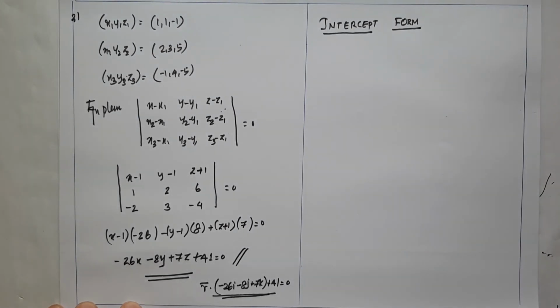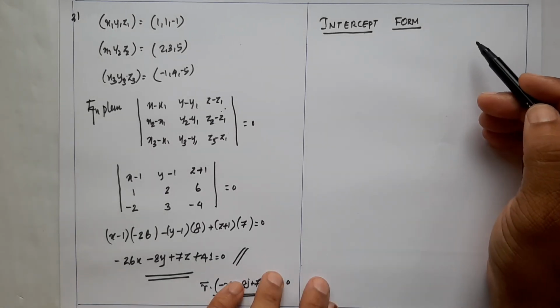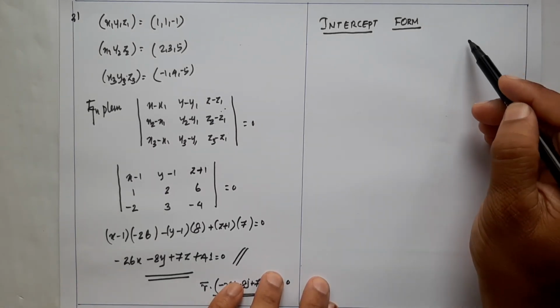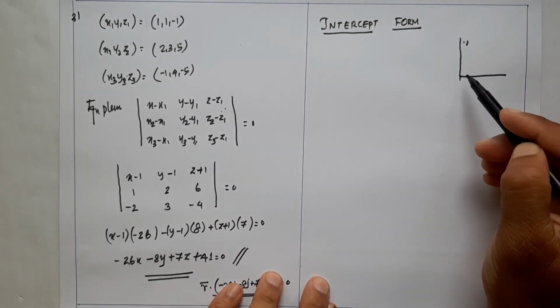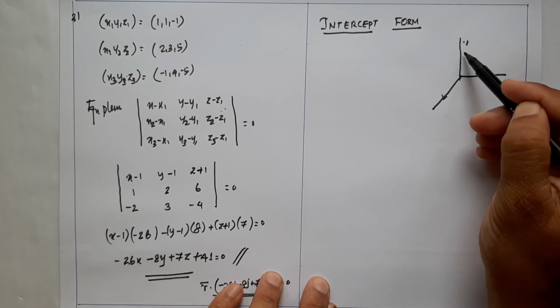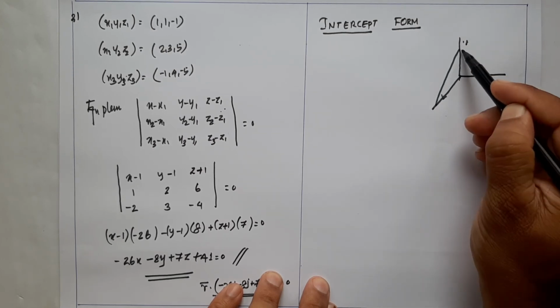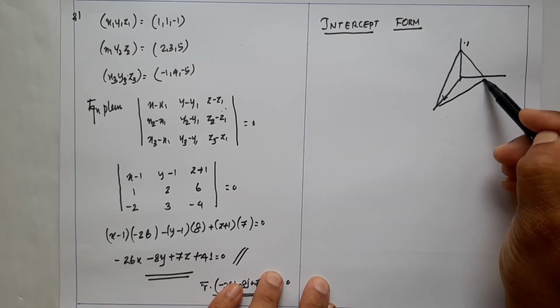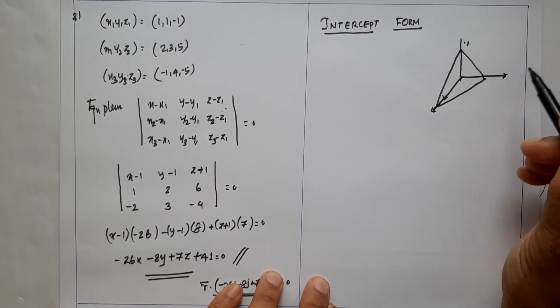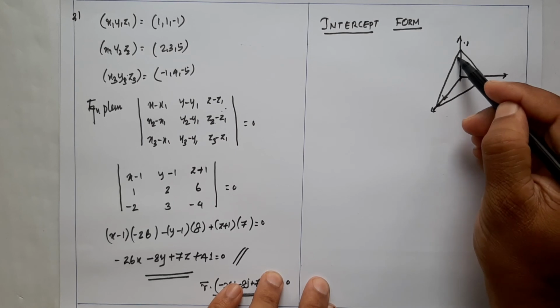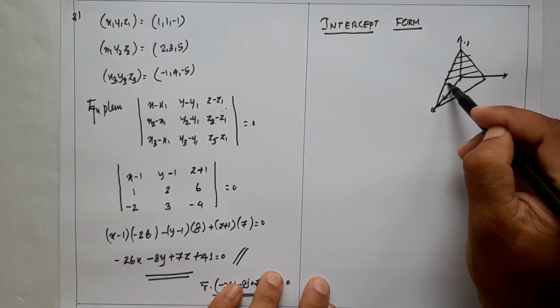Okay, that means a plane which intercepts on three axes of a space, that means x, y and z. If a plane passes through these three axes, intersecting them, then how to form the equation of that plane?